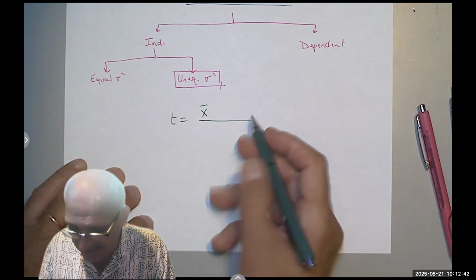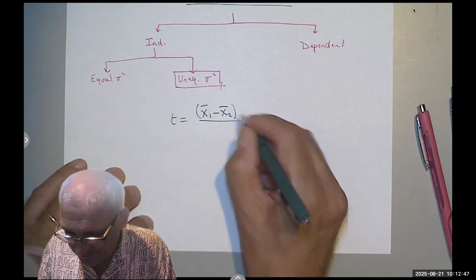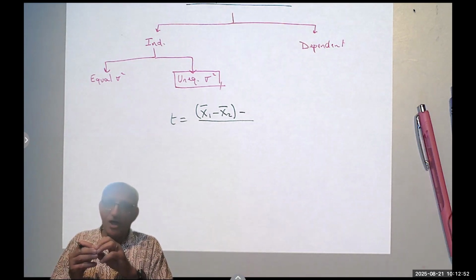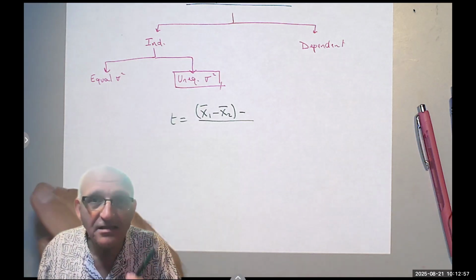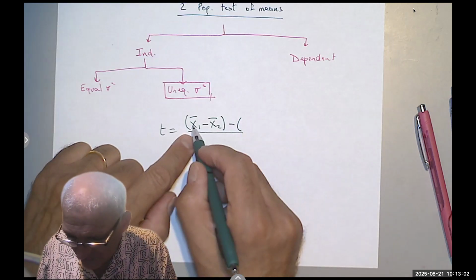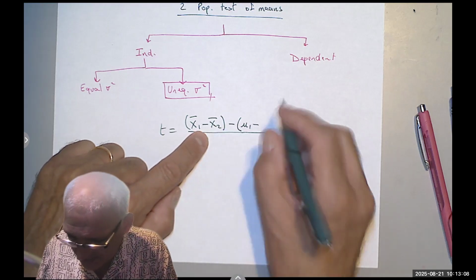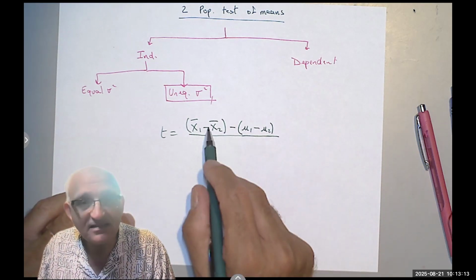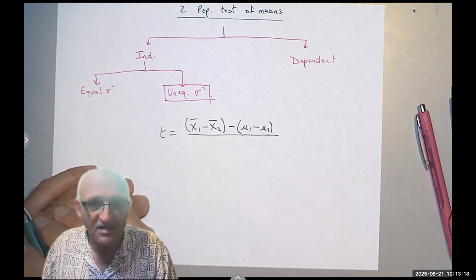Here, instead of having that, I have two of them. So I say x1 bar minus x2 bar minus their expected value. Notice the expected value of a difference is the difference of the expected values, meaning the expectancy is a linear function. So I say minus, what is the expected value of x1 bar? It's mu1. Minus, what is the expected value of x2 bar? It's mu2. Divided by the standard error of x1 bar minus x2 bar.